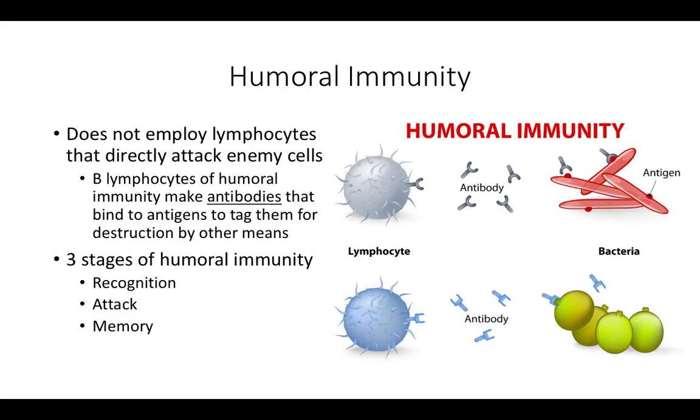All right, so now we're going to talk about humoral immunity, and hopefully we're comfortable with cellular immunity, and we can make the contrast between the 2 as we move through these slides. So within humoral immunity, again, distinguishable from cellular immunity, in this type of immunity, we do not employ lymphocytes that directly attack enemy cells. Okay, B lymphocytes are used in humoral immunity as opposed to T lymphocytes, and they make antibodies, which we see right here. So here's a lymphocyte producing antibodies, and those antibodies are going to bind to the antigens. So you see the same thing down here, a lymphocyte making antibodies and binding to an antigen.